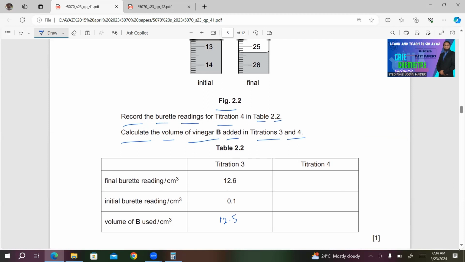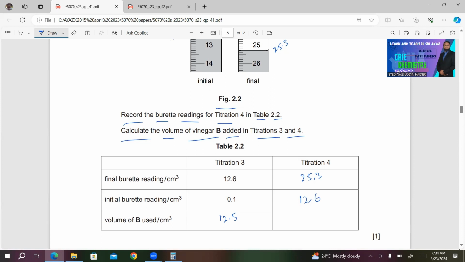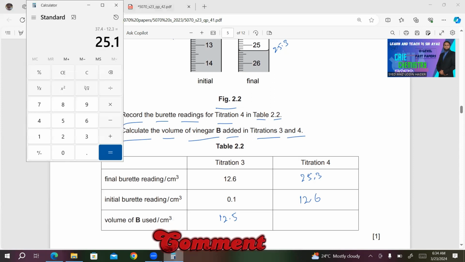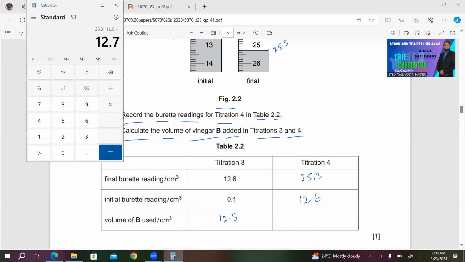What about titration 4? The final burette reading is 25.3, so I will write 25.3. The initial reading is 12.6, so I will write 12.6. In order to get the volume of B used for titration 4, we need to subtract 12.6 from 25.3. So the answer will be 12.7.